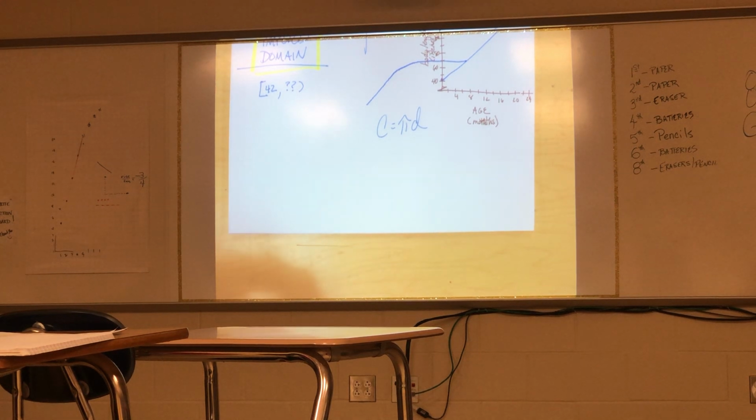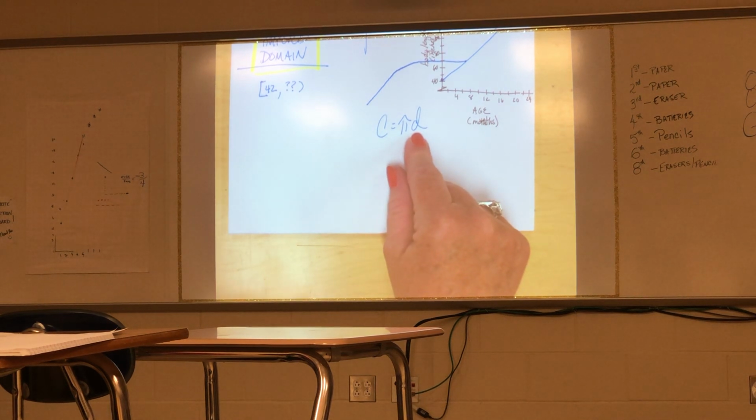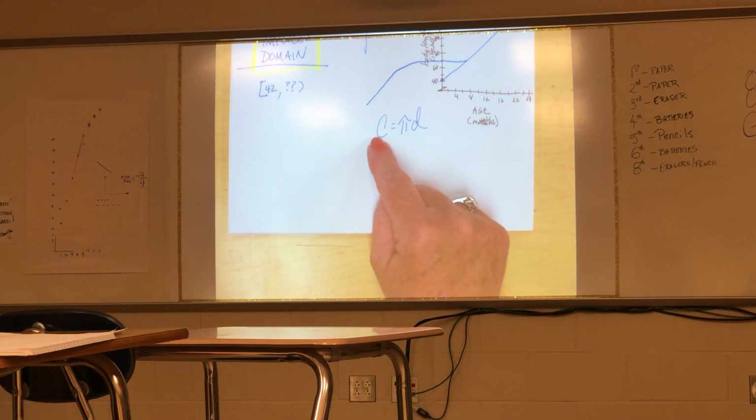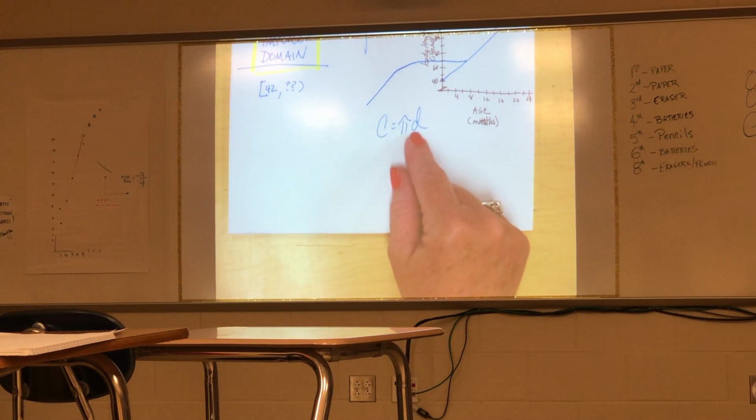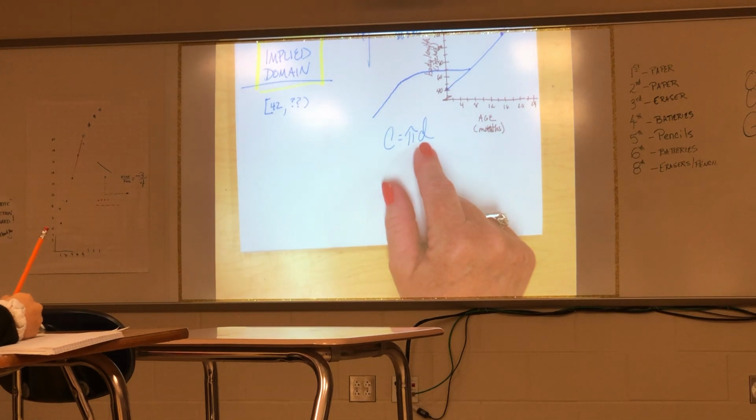What's my domain, people? D. D is my domain, not because it starts with a D, all right? But because this is my independent variable and this is my dependent variable. Okay? So what would be the implied domain here? What does this stand for? Diameter of a circle. The diameter of a circle is not going to be what? Zero or negative. What kind of circle has a diameter of zero? That's a non-existent circle. That's just a point.